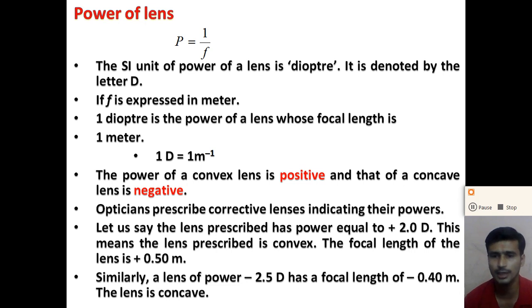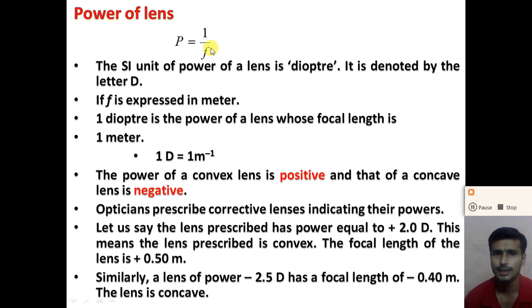Here the focal length is measured in meters. So the unit of the power of a lens is 1 by meter, or we can say meter inverse. The SI unit of the power of a lens is the diopter, and it is denoted by capital D, right? What is the SI unit of the power of a lens? The diopter, denoted by capital D.